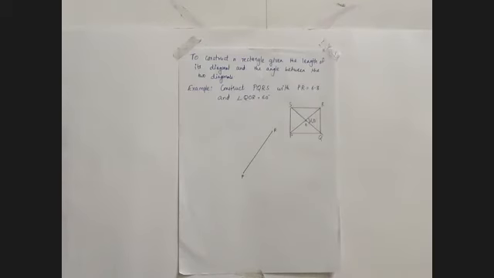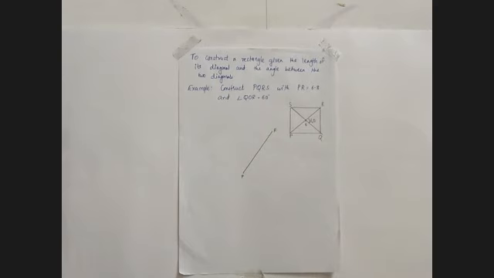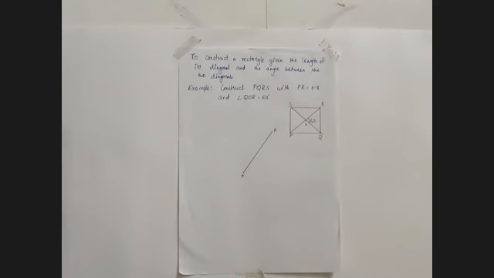Now the last one, to construct a rectangle given the length of its diagonal and the angle between the two diagonals. Now here also we know only two things, right? The diagonal and the angle between the two diagonals. So what we are going to do? First we will construct the diagonal 6.8. Then what we have to do? We know that the diagonals of the rectangle are equal and they bisect each other, right?